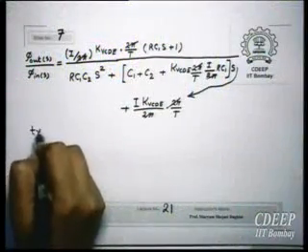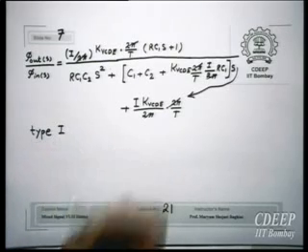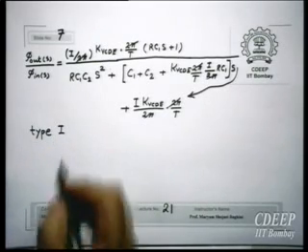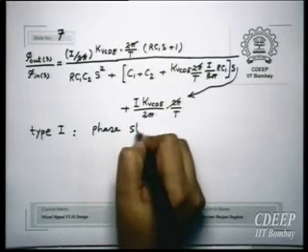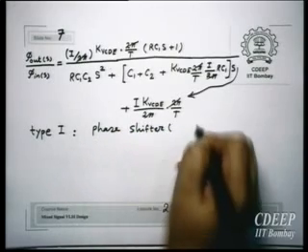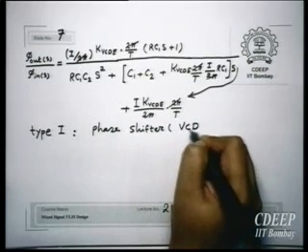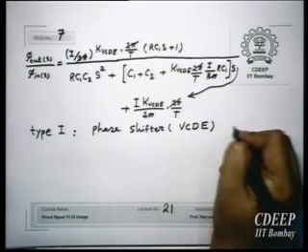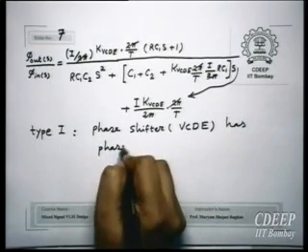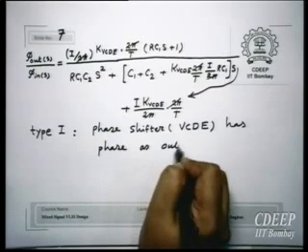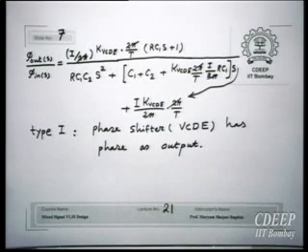This is one more point. So therefore the system here is type 1. R effectively is not required, because the phase shifter, or in other words the voltage control delay element, has phase as output. So it's already stable.